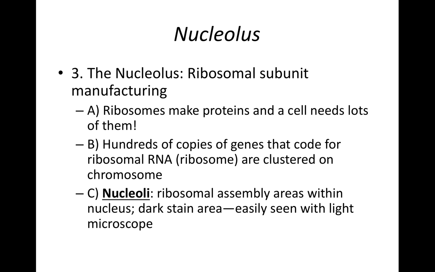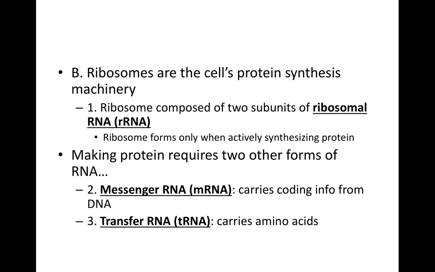Another part inside the nucleolus is the nucleolar ribosomal assembly areas within the nucleus, a very dark, stained area, very easily seen with a microscope. Basically, it's just saying this is where a lot of ribosomes are getting put into place or are being made. So remember, our ribosomes are the cell's protein synthesis machinery. It's composed of two subunits of rRNA, or ribosomal RNA.